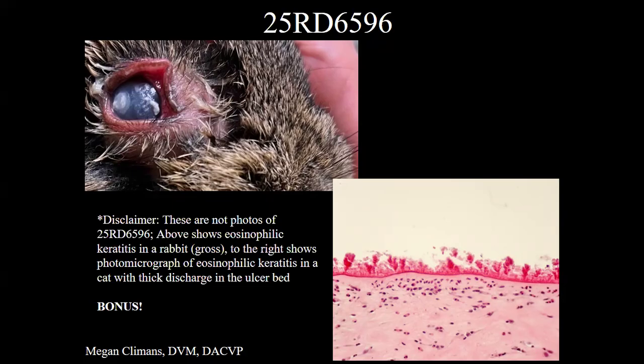This is an example of eosinophilic keratitis, conjunctivitis, or keratoconjunctivitis, depending on what tissues it affects. Supposedly a disease of immune dysregulation. In companion animals, we most often see it in cats and rabbits. In cats, there is a connection made to herpes virus infection, but it's not clear whether it is a causative relationship or just a correlation.